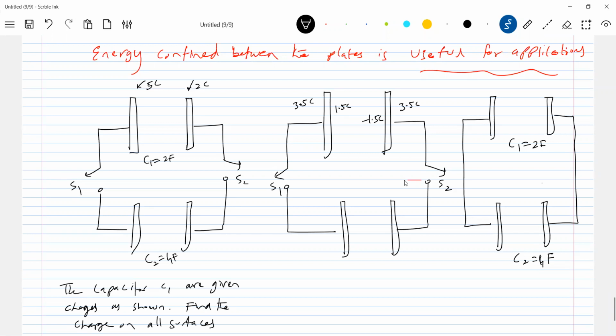The charges will be shared by the plates A, B, X, Y. What charge will be shared by plate A with plate X? Together 5 coulomb, or 3.5 coulomb, or 1.5 coulomb? Only 1.5 coulomb will be shared. So this will remain as it is.